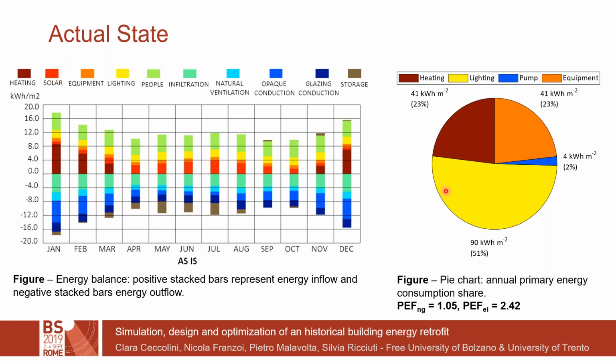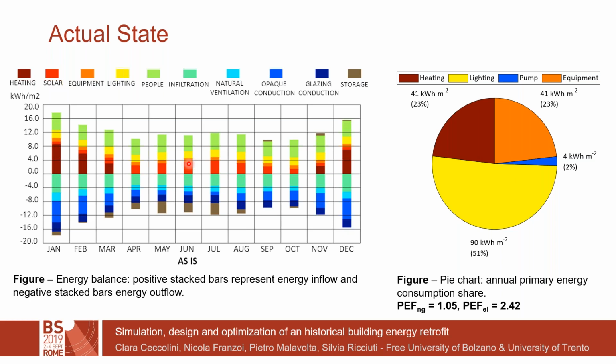These two charts gave us clear insight into the main issues of the actual state building. For instance, the pie chart highlights that there is considerable consumption due to lighting. And moreover, solar and lighting gains outside the heating season are the main source of overheating, causing more than 3,000 degree hours of discomfort. Well, there is room for improvement. Improvements that, according to our vision, should improve the energy efficiency, enhance thermal comfort outside the heating season, and last but not least, preserve the building's artistic heritage.